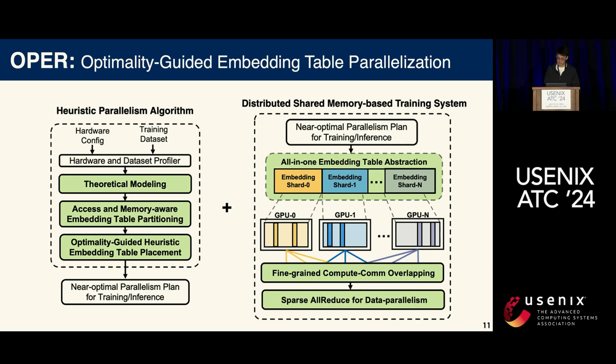So to overcome these challenges, we propose OPER, a systematic solution with OPtimality-guided Embedding table parallelization. And OPER consists of 2 major components. First, we propose a heuristic parallelism algorithm to efficiently search for a near-optimal embedding table parallelism plan. And second, we designed a distributed shared memory-based training system that efficiently supports the fine-grained embedding table parallelism. And our key contributions are highlighted in the green boxes, and I will introduce them one by one in detail.